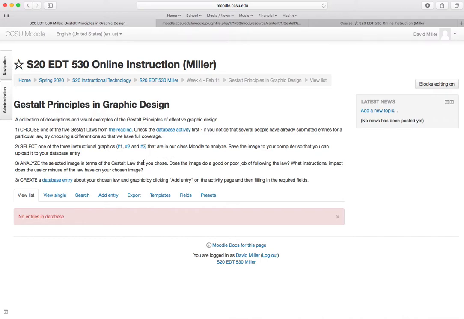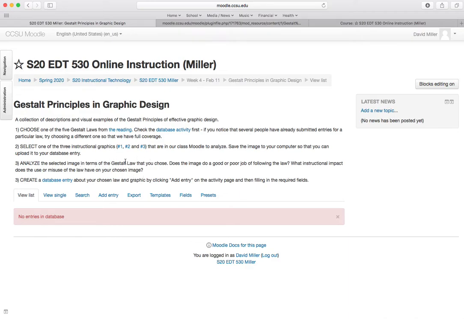Analyze the image in terms of the law you chose. So if you chose similarity and you chose the first image, you will look at the first image and try to decide whether that person did a good job of using similarity in the creation of the graphic. Did they do a good or poor job? Based on what kind of a job they did, what do you think the instructional impact is? Did the fact that they used the law well or that they didn't use the law well impact the viewer's effectiveness in terms of being able to get the information that they need?